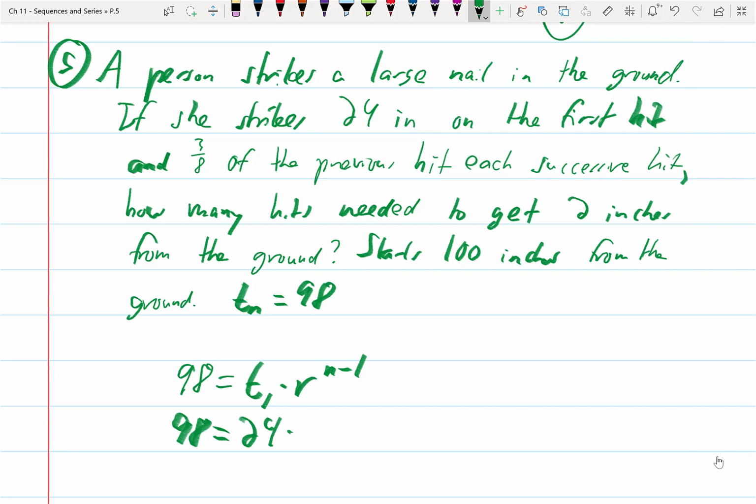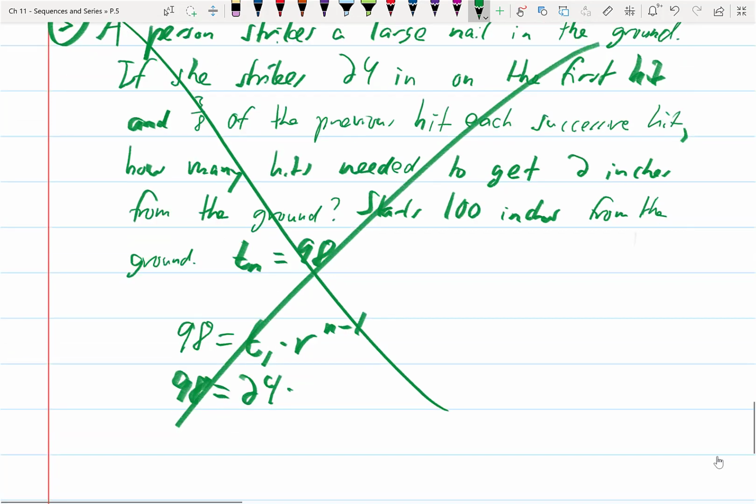You know what? Kill this question. I'm going to have to scratch this. This is a series question because every time we hit it, we're adding up the distance of the previous one. It's not a sequence, it's a series. We'd be adding the 24 plus the next one plus the next one. So, that's 11/8. No. Yeah, so we just kill that.